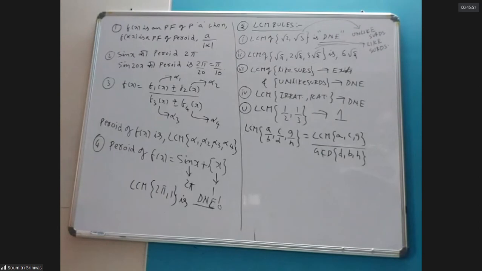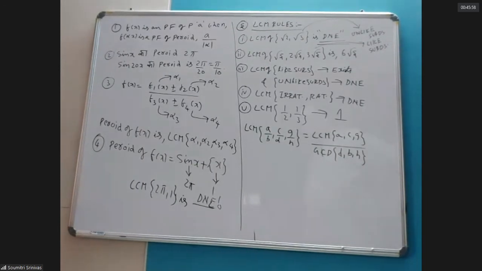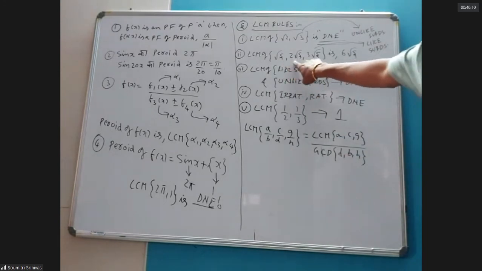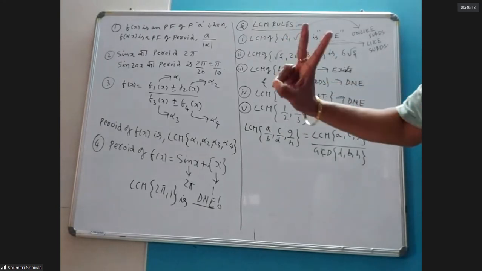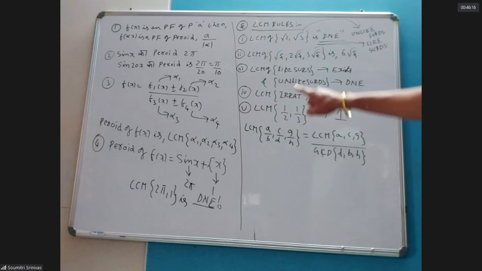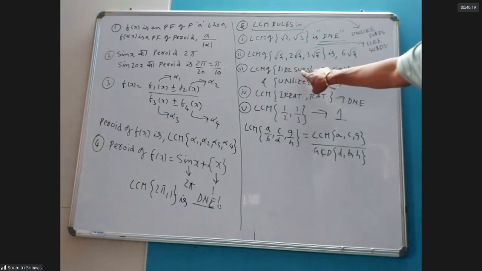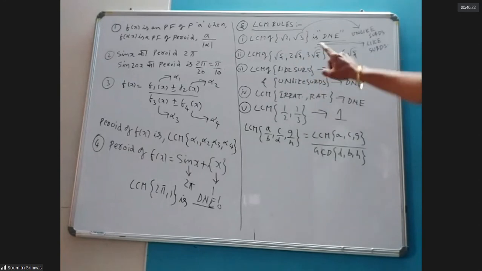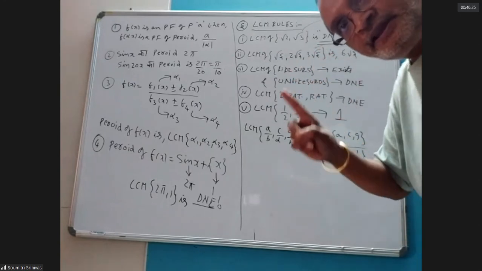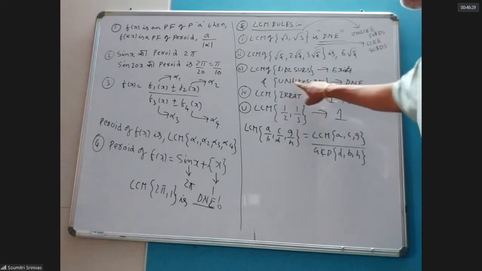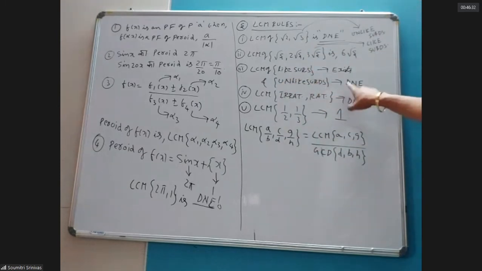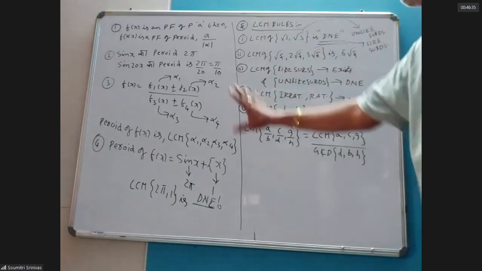Sir, one doubt. You said LCM rules. LCM of root 2, root 3 is 1? No, does not exist. These are irrationals, there may be two cases. Like surd irrationals have an LCM that exists. Unlike surd irrationals, the LCM does not exist. Rational and irrational, does not exist.